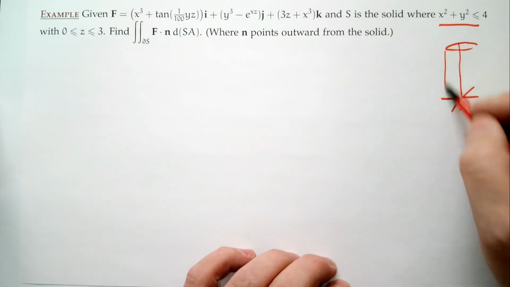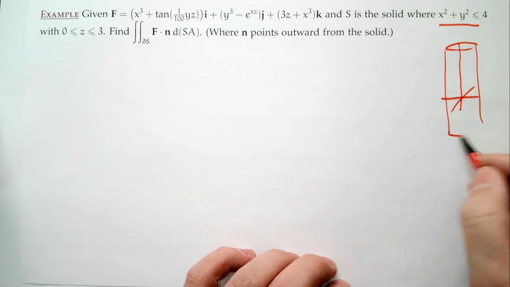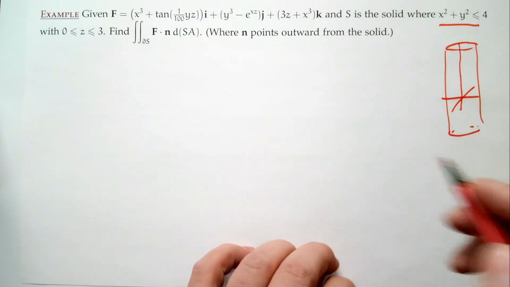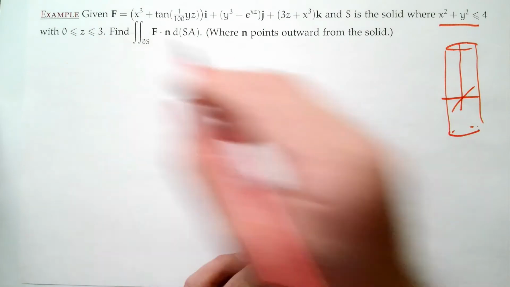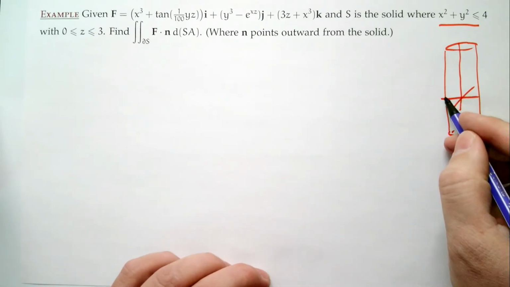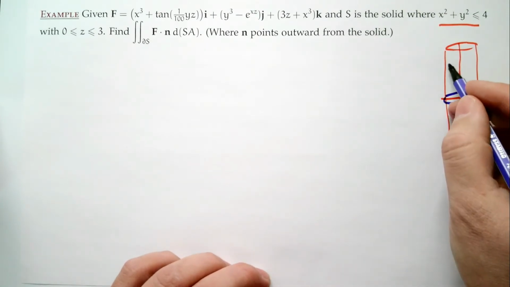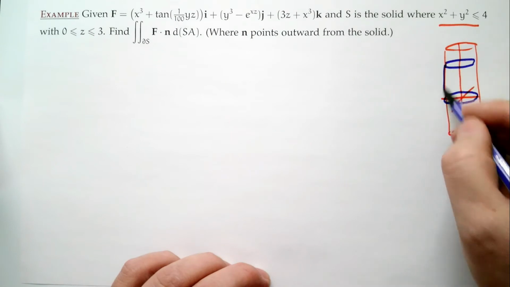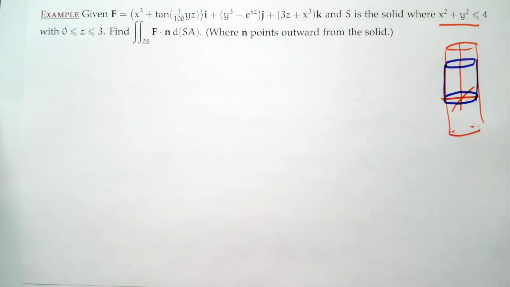It goes all the way up and down, and of course, keeps going. But then we say, aha, don't take all of it. You've got to start at z equals 0, and then you've got to stop at z equals 3. So we have our shape, just the part from 0 to 3. So there's our solid. Okay.